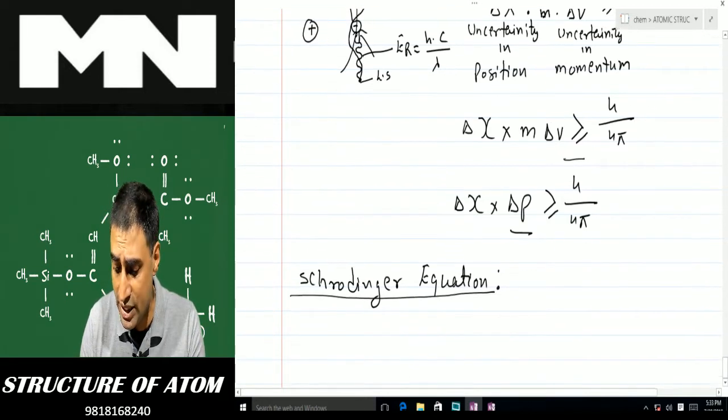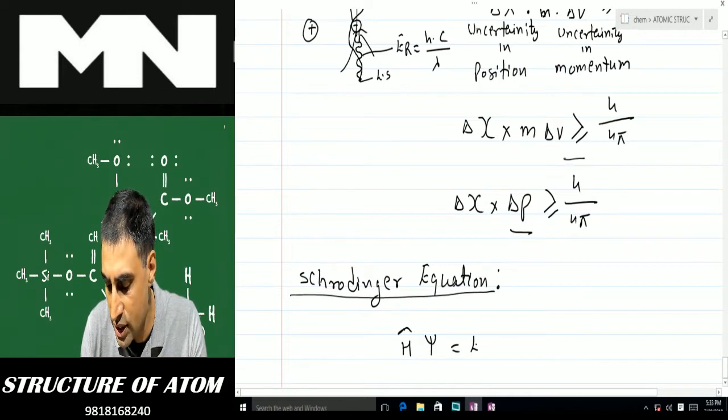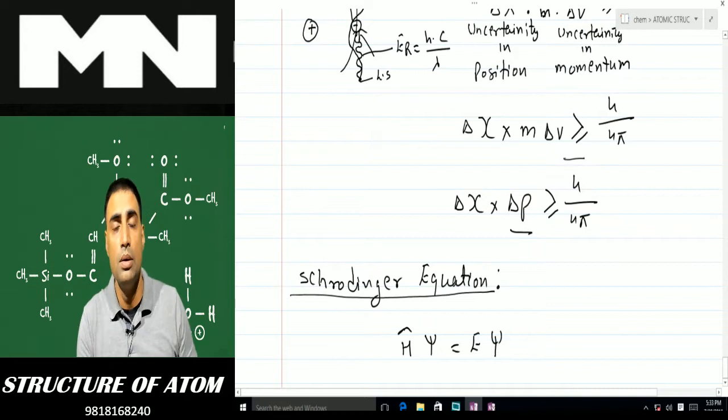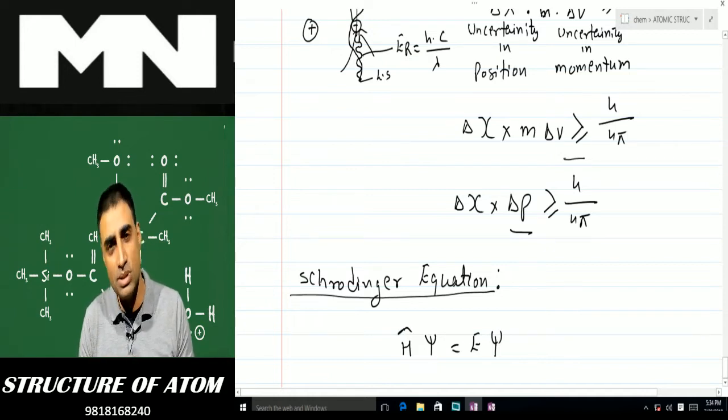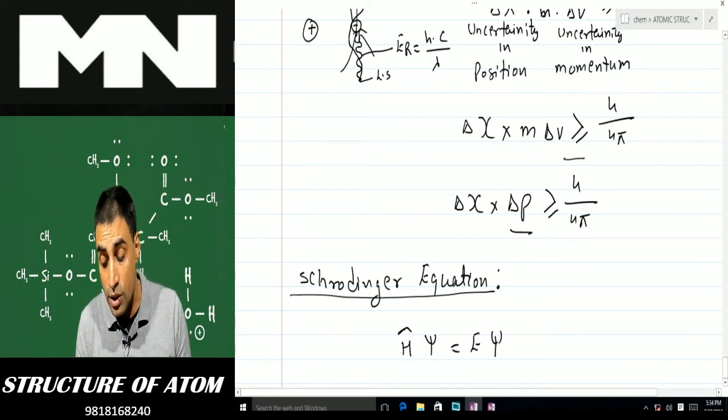This equation is actually h cap psi is equal to E psi. Well, as far as Schrodinger's equation is concerned, this is a combination of wave equation and de Broglie's concept of duality. In some other video, I'll derive this equation for you. I'll tell you some extra about Schrodinger's equation, and I'll name that video as Schrodinger's equation. We'll see different forms of Schrodinger's equation. I'll derive it for you. But for now, you should understand that it is h cap psi, which is equal to E psi.